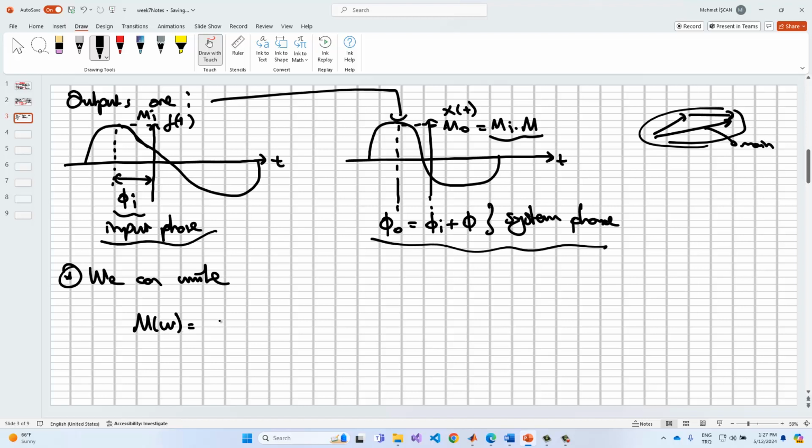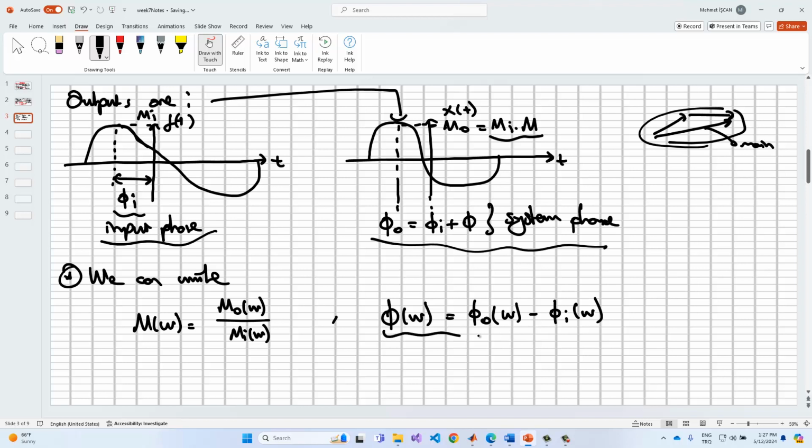MW must be equal to what? The M0W divided by MIW. See that this is the output, this is the input signal, and we can generate what? The R magnitude at each frequency value of these terms. And also we can derive the phi W value in here, which is the phase, so with what? The phase phi 0 W minus phi I W.